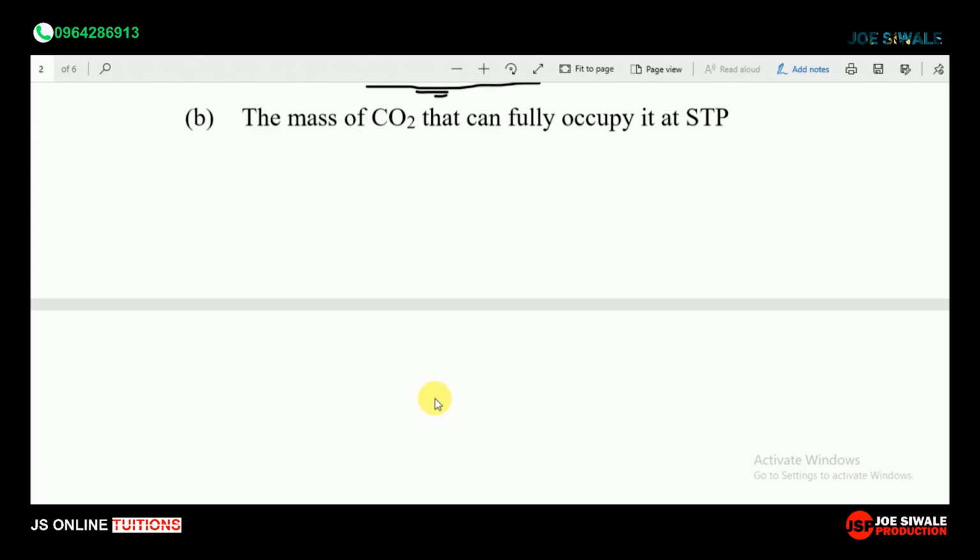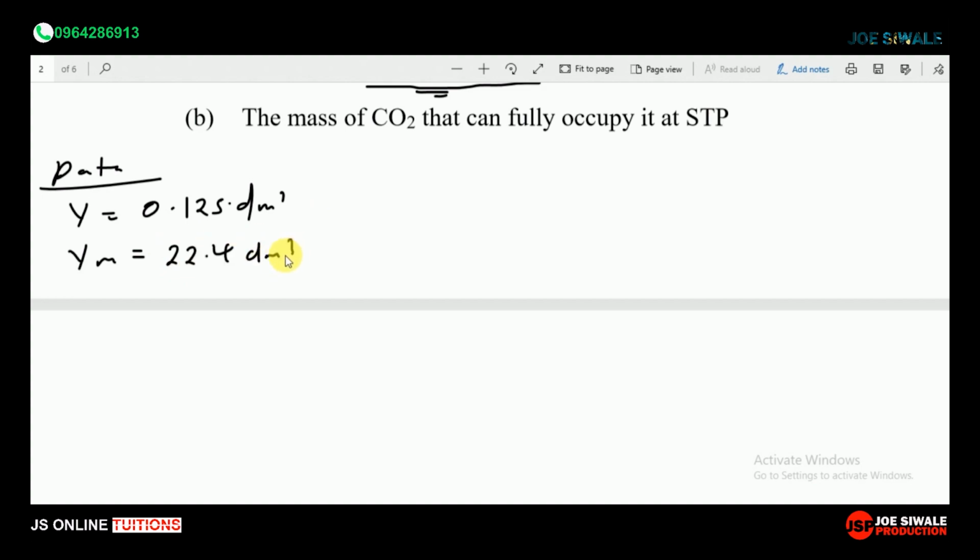Then B, we have the mass of carbon dioxide gas that can fully occupy it at standard temperature and pressure. The first thing is to write down the data. So we know that volume is equal to 0.125 cubic decimeters. Then we know that our molar volume, we've been told that standard temperature and pressure, and we know that's 22.4 cubic decimeters.